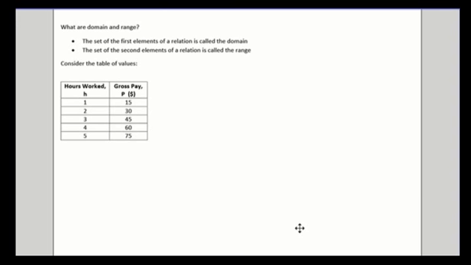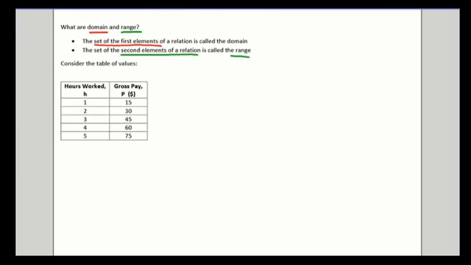What are domain and range? The domain describes the set of first elements of a relationship. The range is the second set of elements in a relationship.